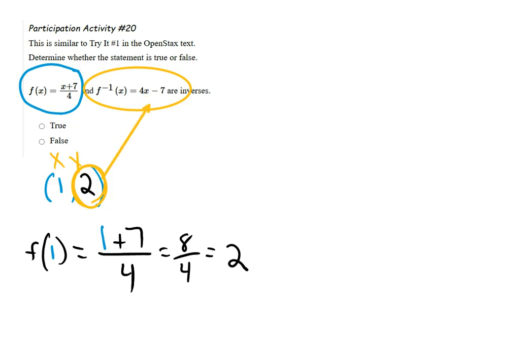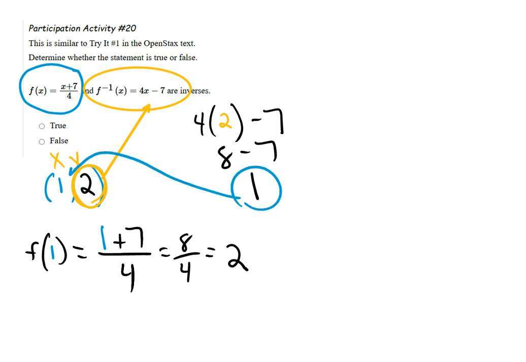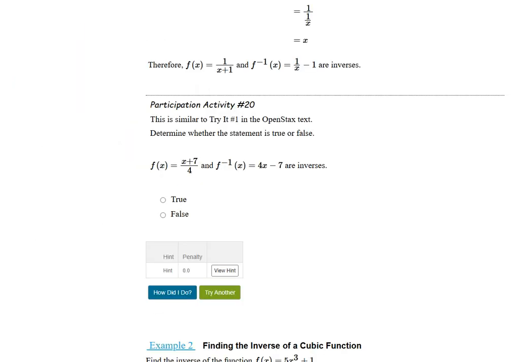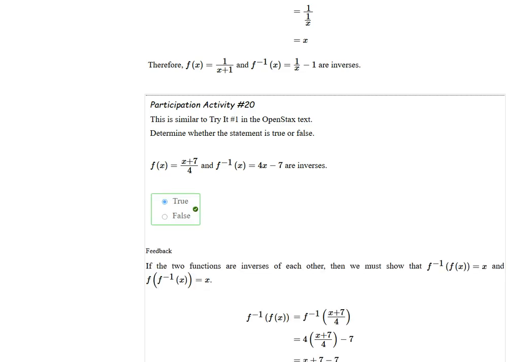So if I put it there, I would get 4 times 2 minus 7, which would be 8 minus 7, which would equal the 1, which is that one. And so yeah, determine if the statement is true or false. It says that f of x equals yada yada yada and f of negative 1 equals blah blah blah. Are they inverses? Yes, it is true. They are inverses. Okay, so just to go back and prove it to you. True. How'd I do? Yay!